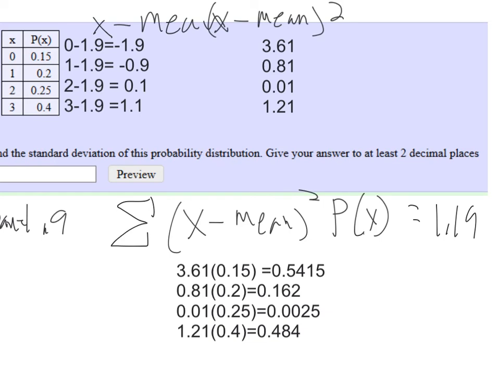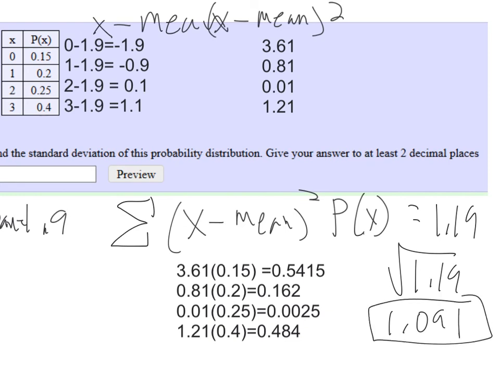And that's the variance. And to get the standard deviation, of course, just as before, we're going to take the square root of that. And that's getting me 1.091 if I round. Okay, so that's the standard deviation for this probability distribution. Notice when they say at least 2 decimal places, I would probably have typed in more than that just to make sure I'm getting it right.